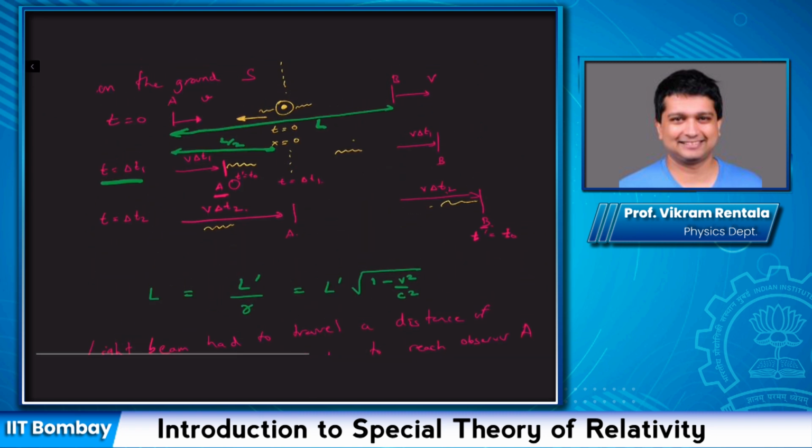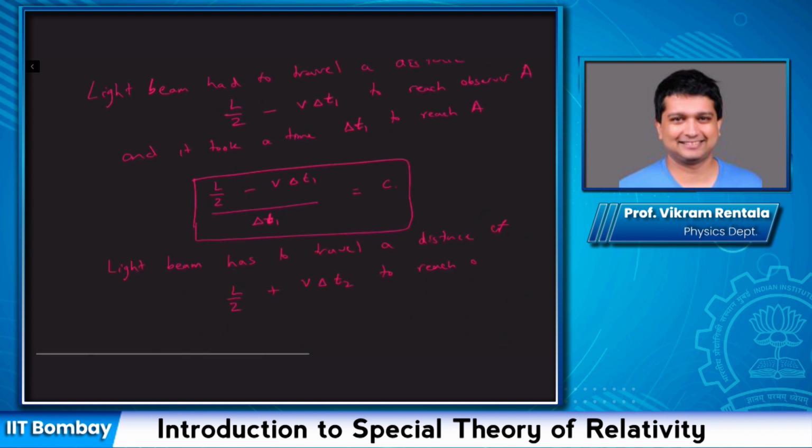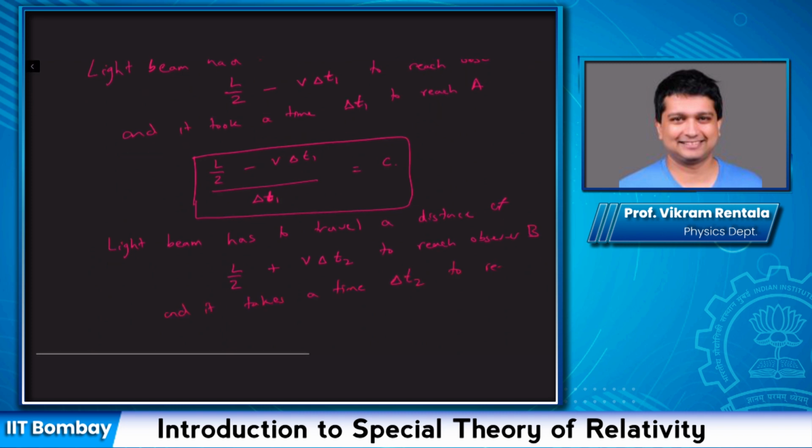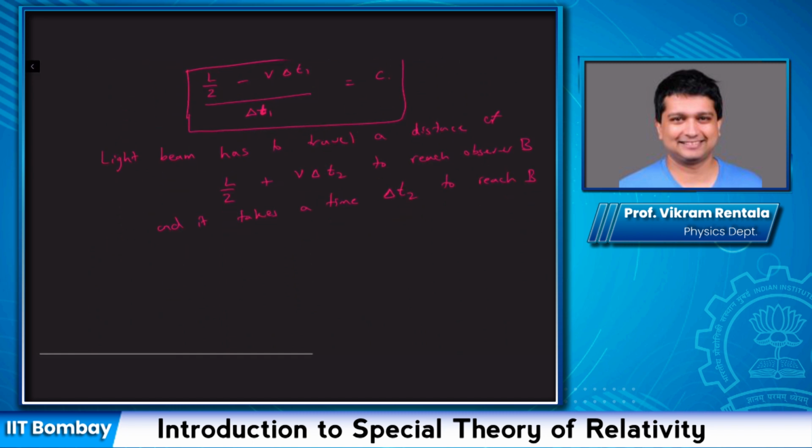And we can do a similar analysis for the detector B. In this case, the light beam has to travel a greater distance than L by 2 because detector B has moved further ahead. So it travels a distance of L by 2 plus V delta T2 to reach observer B, and it takes a time delta T2 to reach B. So again, since light travels at the speed of light, as seen by the ground observers, this distance traveled by the light beam divided by the time it took must just be equal to the speed of light.